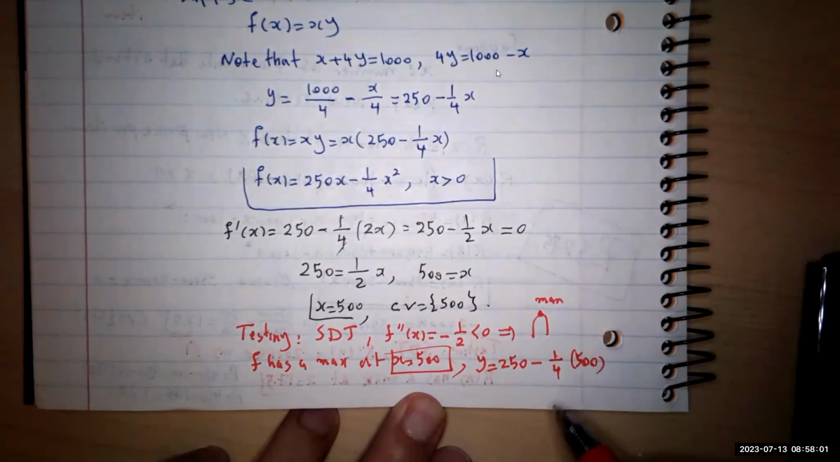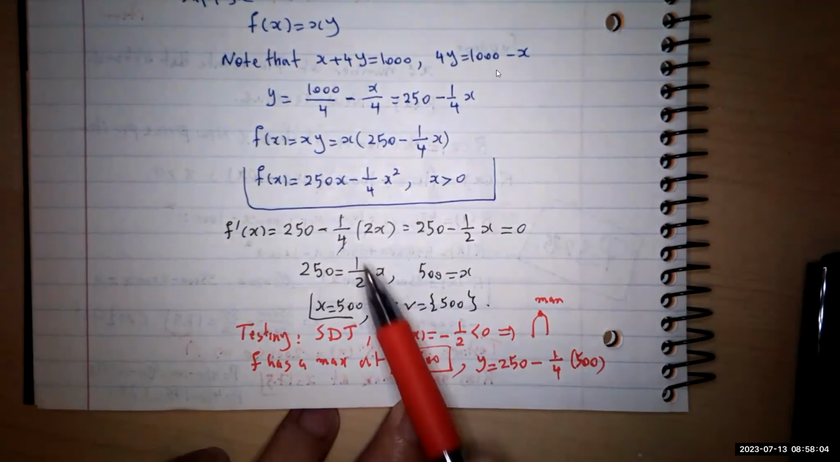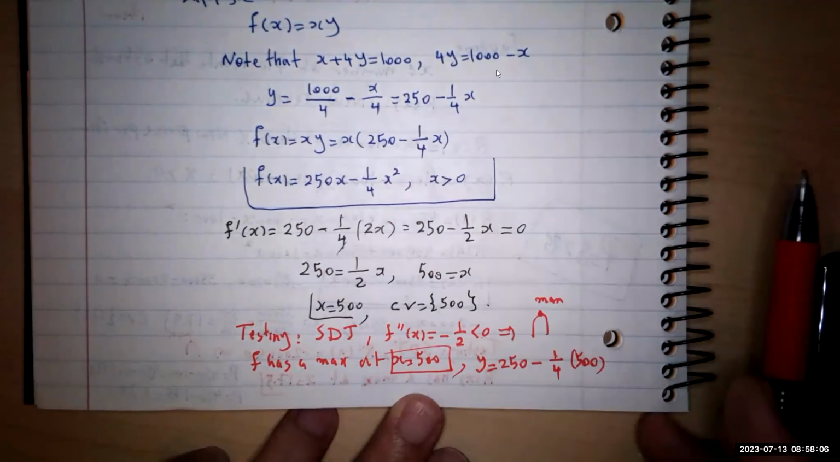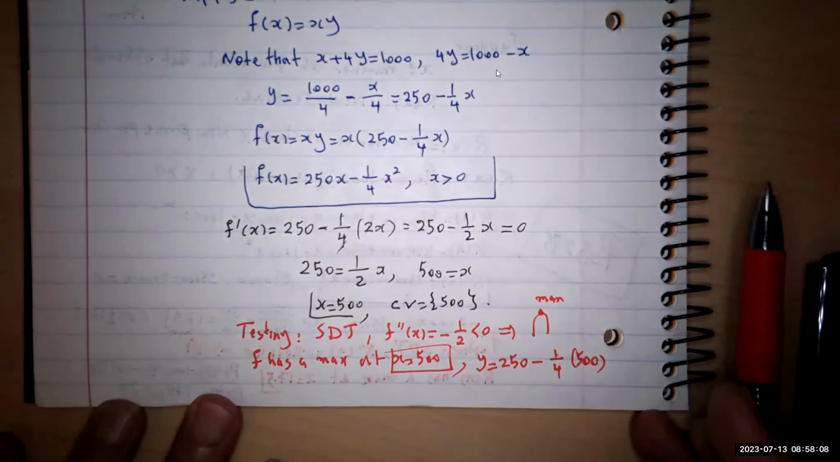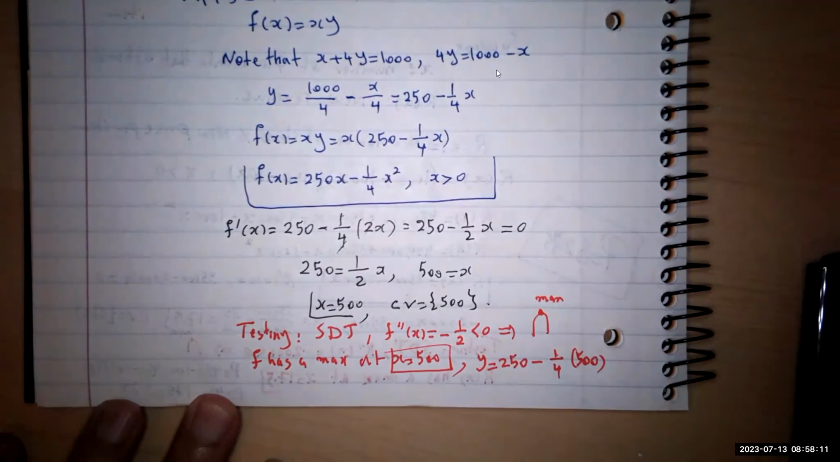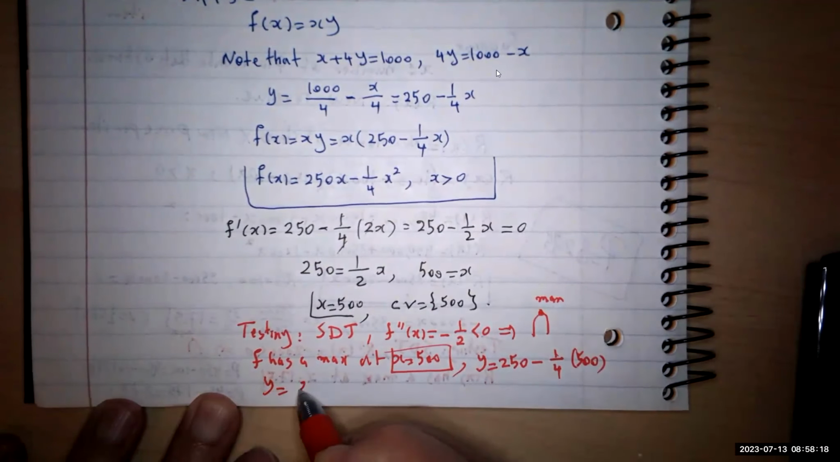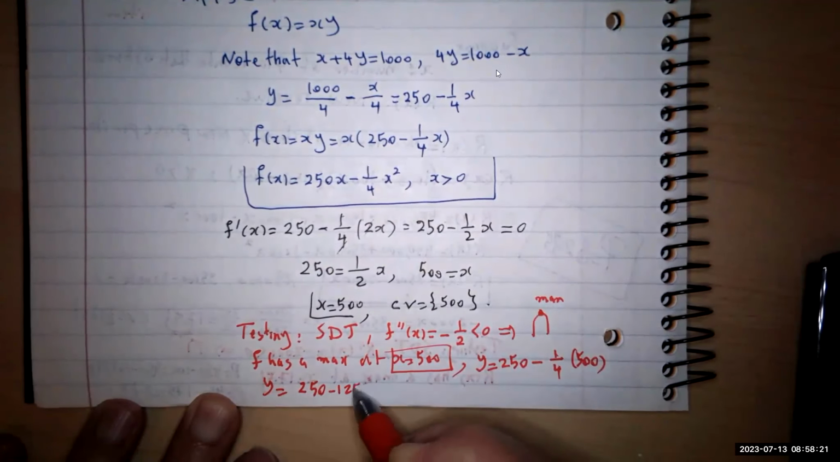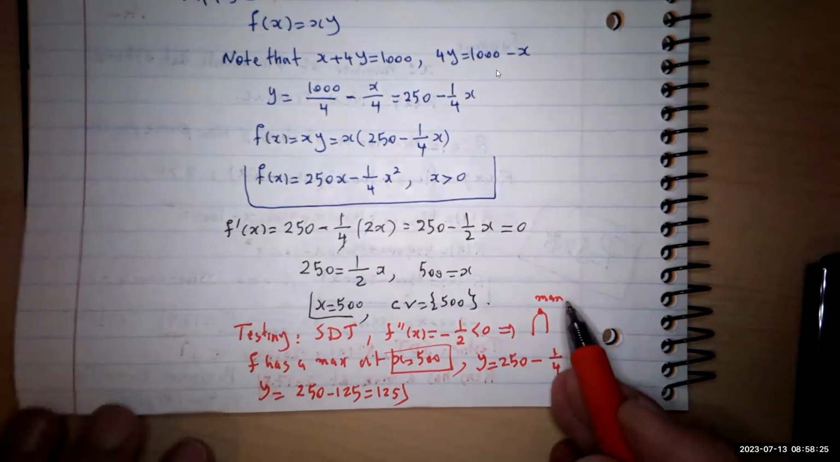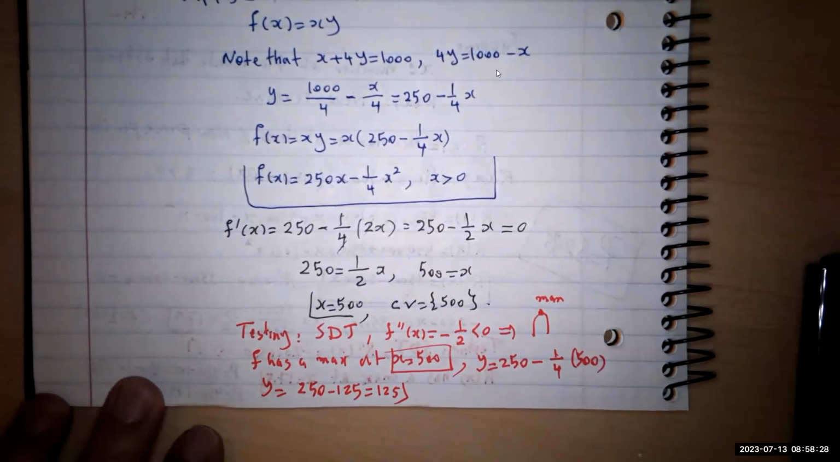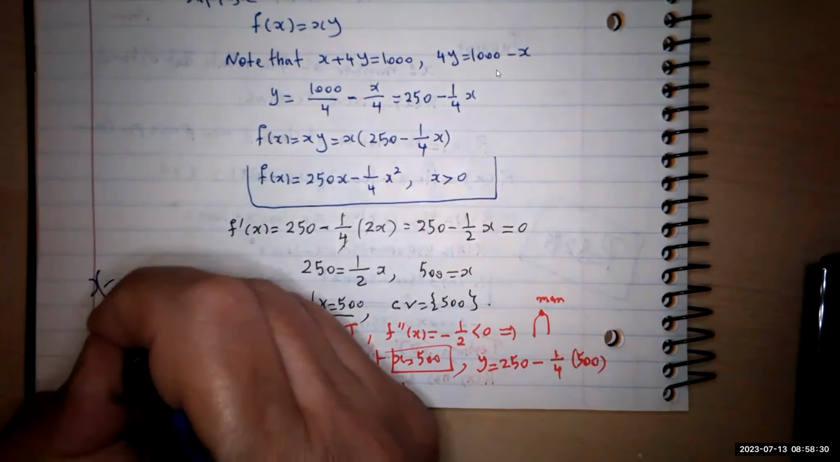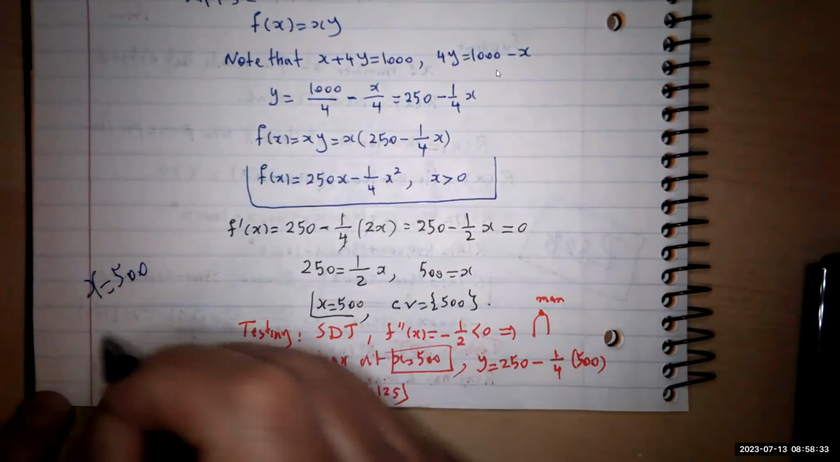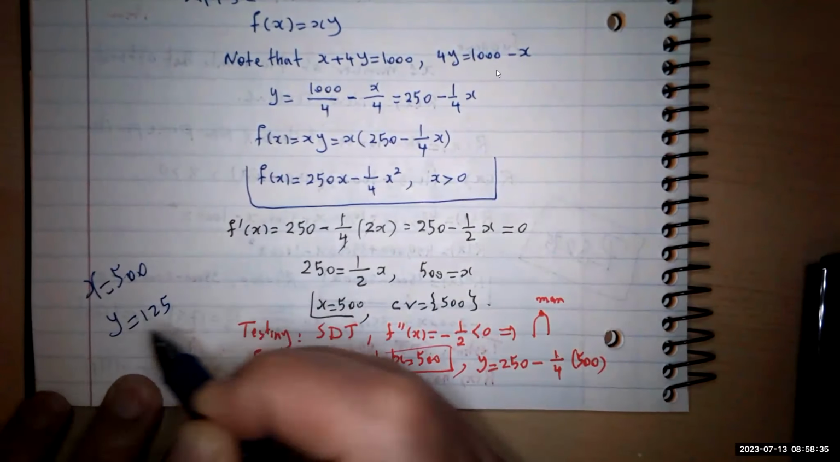Okay, we got the x over here, and that is going to be the case. So 500 divided by 4 would be 125. So y is going to be 250 minus 125, which is 125. So the final answer for those two numbers: x equal to 500 and y equal to 125.